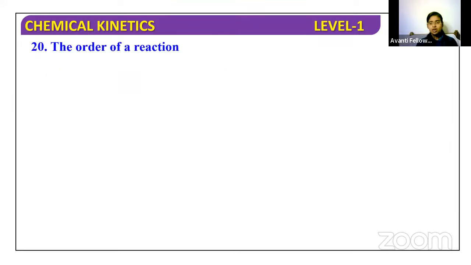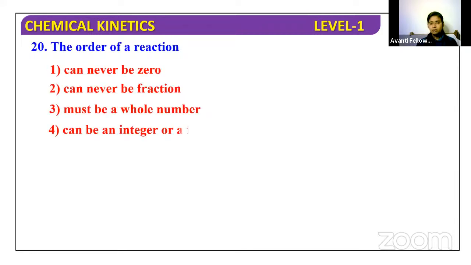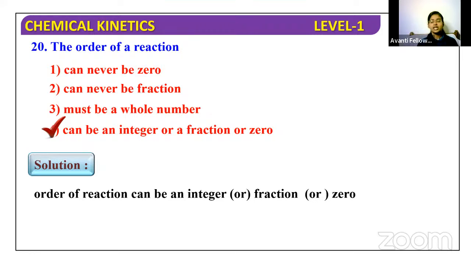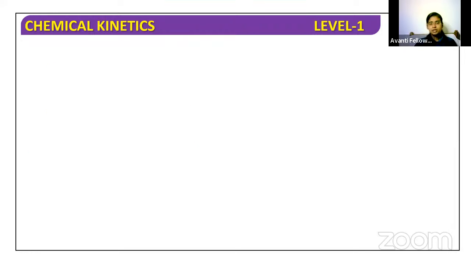So coming to the next question: the order of a reaction can never be zero, can never be a fraction, must be a whole number, or can be an integer or a fraction or zero. What is the answer? We have studied now the differences between order and molecularity. Option 3 or option 4? Okay, let's check. It is option 4. It can be an integer or it can be fractional and it can be 0. So this is the point we have discussed. Very good, students. Now moving on to question number 21.